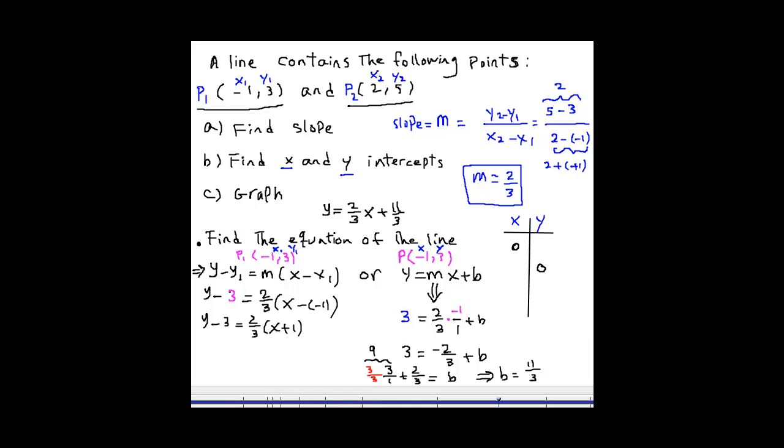Now if you solve this for y, you get the same answer as here, which is what's easier. Right? If I distribute here and move the 3 to the other side, you get 2/3 x plus 2/3 plus 3. Everybody get what we're doing?